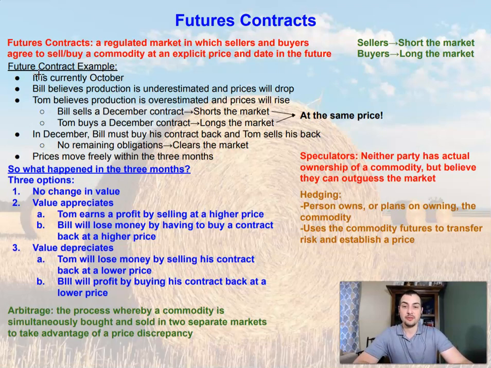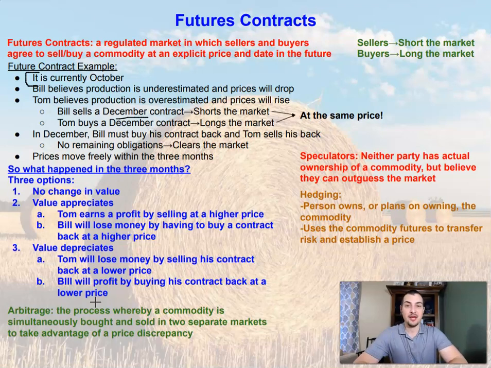That hasn't changed, but the timing around the contract has changed. So the December contract in October is going to be different from the December contract in December, for the simple reason that it's two different time frames. There's two different times that are around it. So guess what Tom and Bill are doing? They're buying and selling these commodities in more or less two separate markets. It's still the same December contract, but they're selling it in two different markets in terms of timing, and they're trying to take advantage of this price discrepancy.